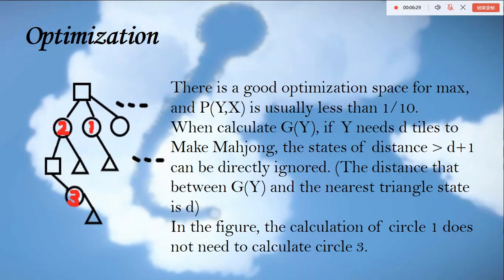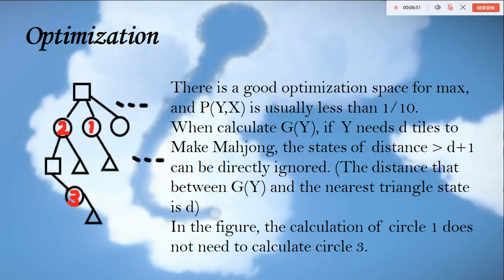The transition distance from f of x to g of y is not considered here. It can be understood that the state of y needs d tiles to make mahjong, so the states of distance over d plus 1 can be directly ignored.